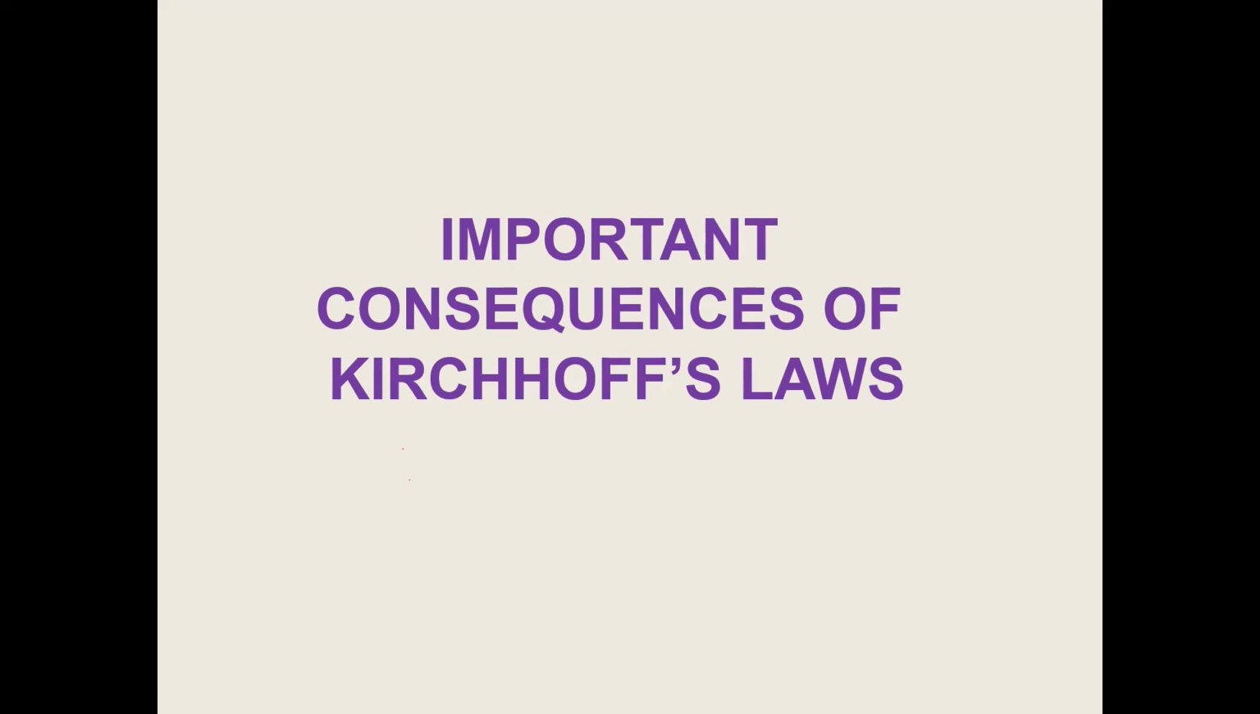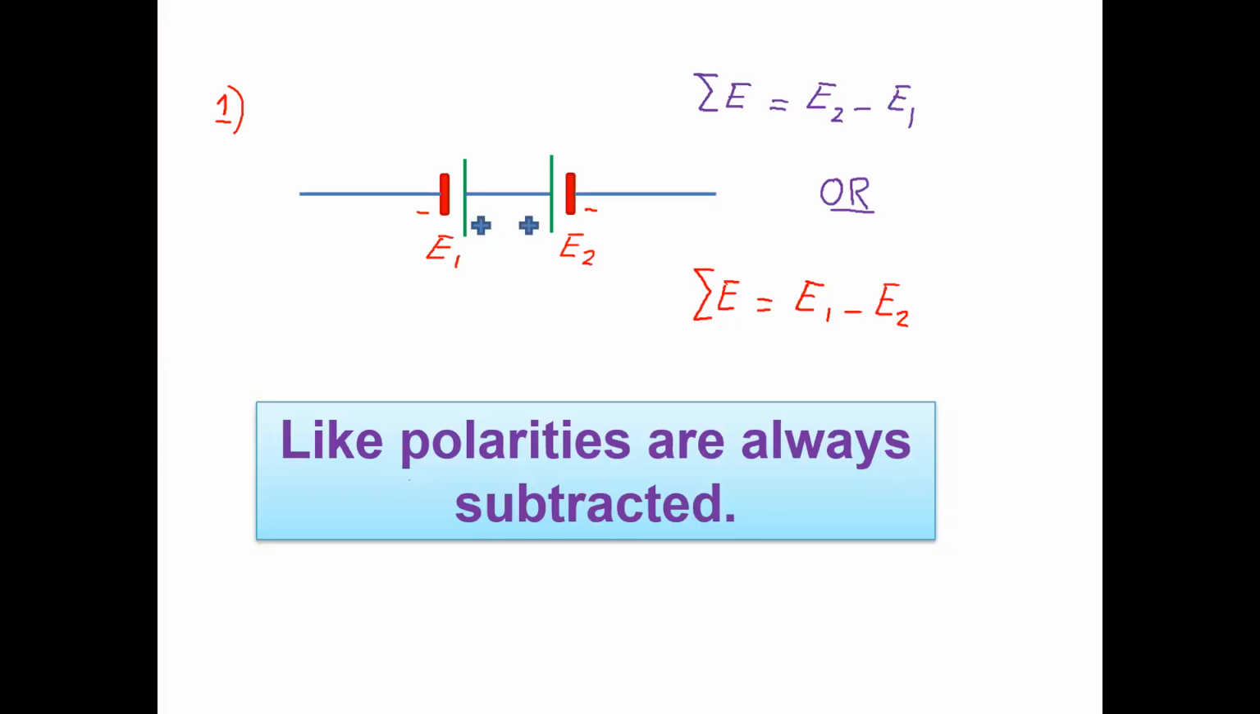Right. Number one, you have to pay very good attention to these important consequences. As mentioned, this is an implication chapter. This chapter doesn't have much theory. It is like a manual of circuits. Now, the first consequence is the one I discussed earlier also in my previous chapter.